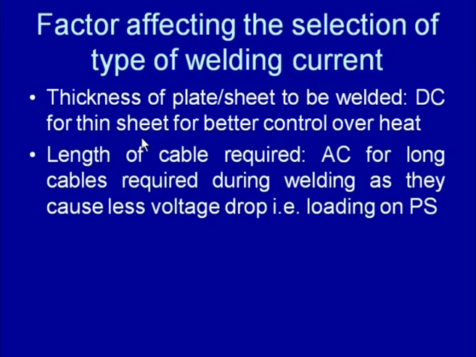This includes the thickness of the plate. For example, if a thin plate is to be welded, then we prefer DC, so that better control over the heat being supplied can be obtained. If we do not do this, then generation of an equal amount of heat in case of AC may lead to melt through kind of defects in development of the weld joint.